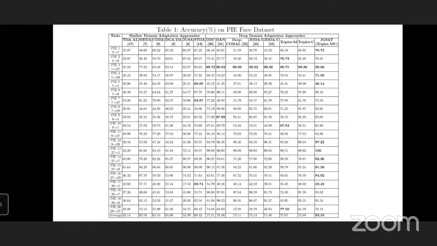But on average, if we consider all the combinations, our method has got the highest value of 83.16, compared with other shallow as well as deep domain networks. Depending on the force and depending on the illumination, the values will change. But ultimately, if we consider the average value, this highest value is considerable, sir.